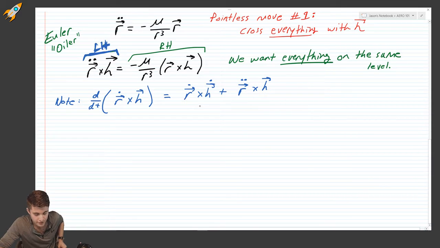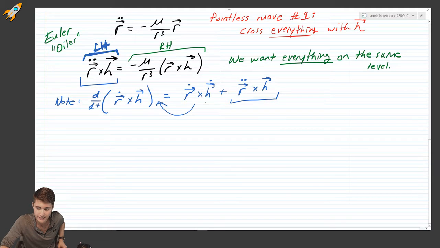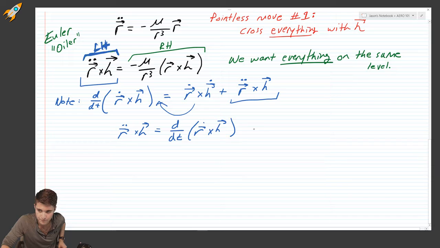Okay? Do you guys notice anything? This right here is the same as this right here. So if we move this over to this side, we can actually come up with an equation. So we've got this then. We know that the acceleration vector crossed with the angular momentum vector is equal to the time derivative of the velocity vector crossed with the angular momentum vector minus the velocity vector crossed with the angular momentum vector dot. Pretty straightforward, right? But we also know one thing. Check this out. Oh, sorry. This is a dot right here, because this is a dot.